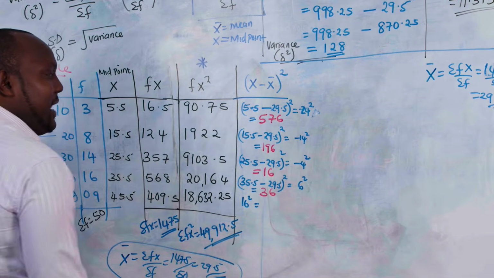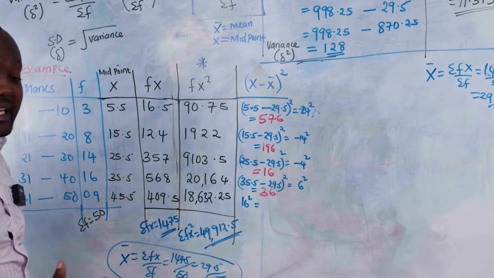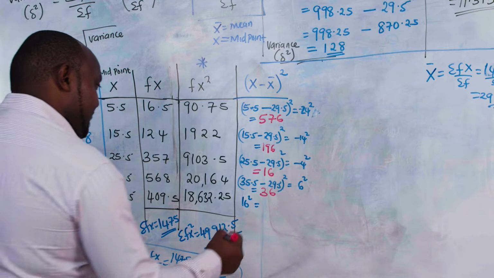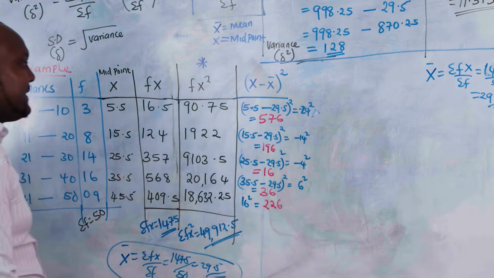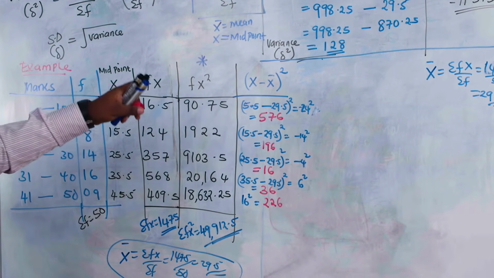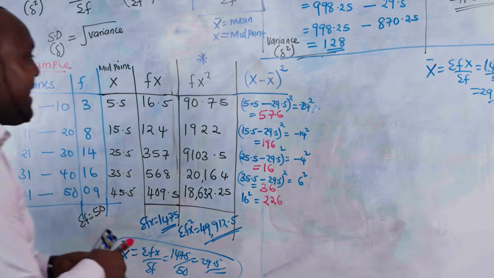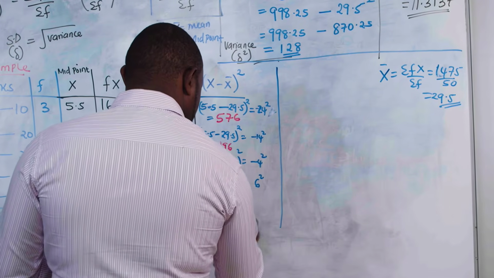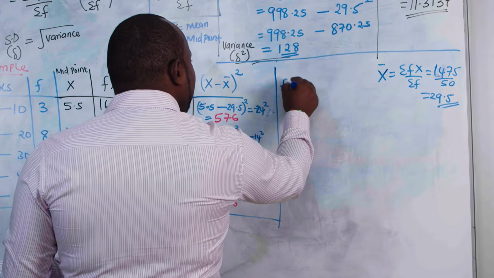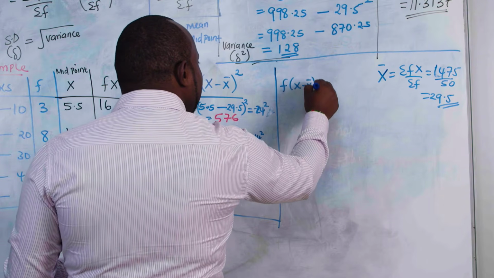And for 16 squared, what are we going to get? We are going to get 226, if I'm not wrong, 226. So that is it. That is x minus x bar squared. So we need another column, which will be f times x minus x bar squared.